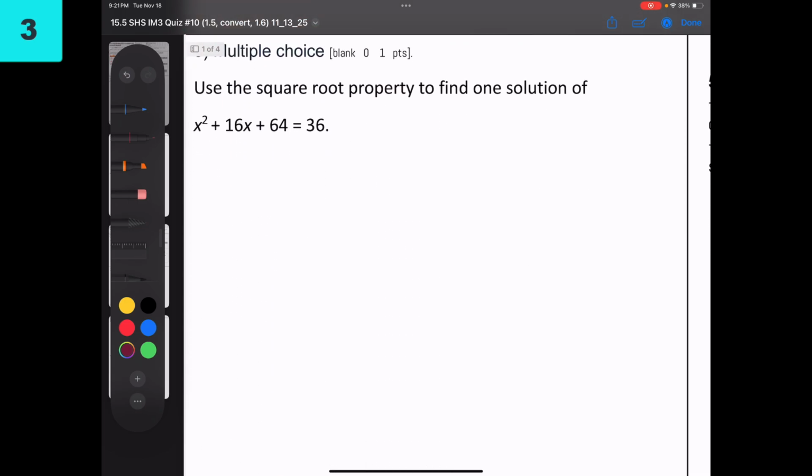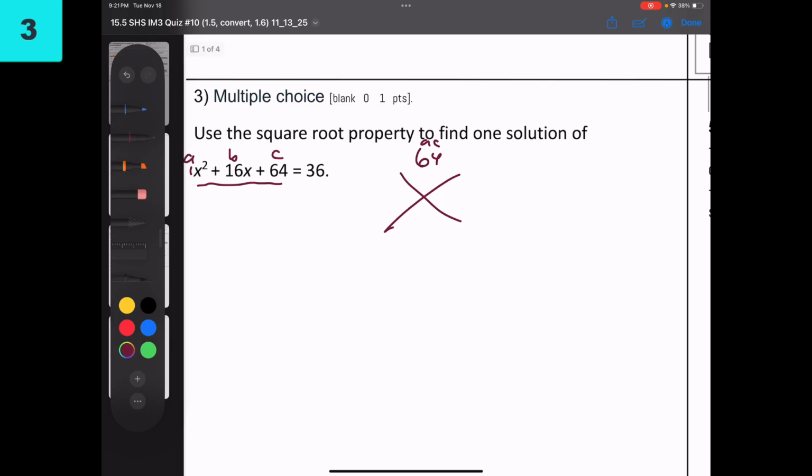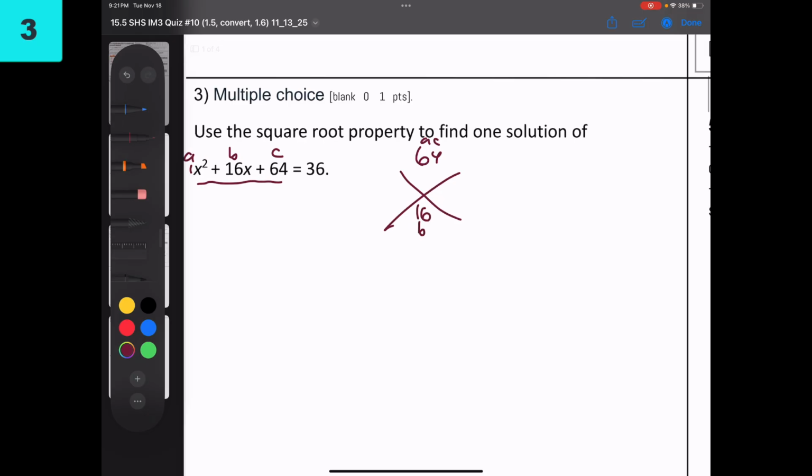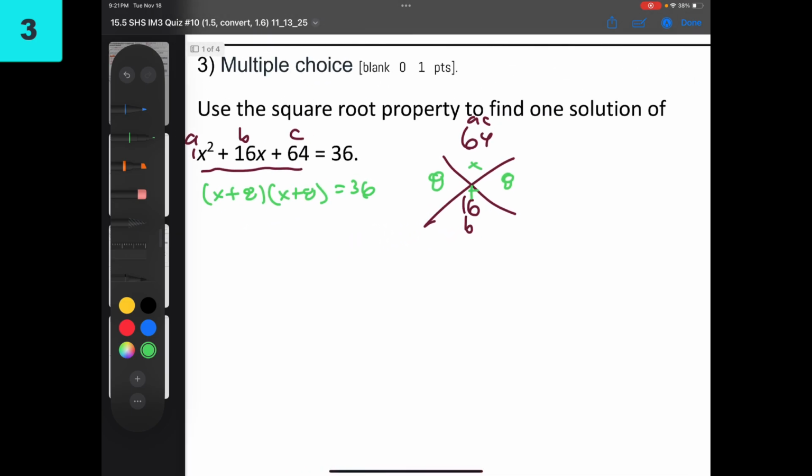Number 3, find the square root property. So we're going to see if we can factor that. Your A value is 1, B value is 16, C value is 64. So A times C is 64, B value is 16. My two numbers are going to be 8 and 8. They multiply to be 64, but add to be 16. Remember the shortcut, because A is 1, you only need the X method. Okay, so then I have x plus 8 squared.